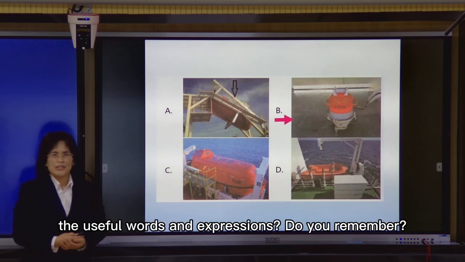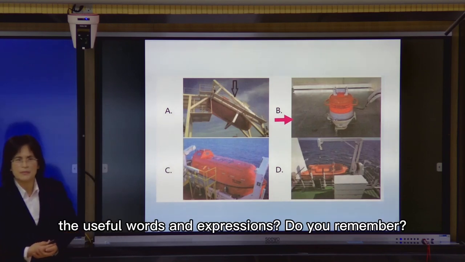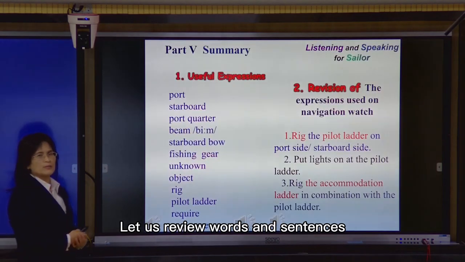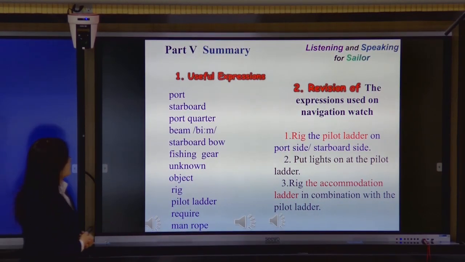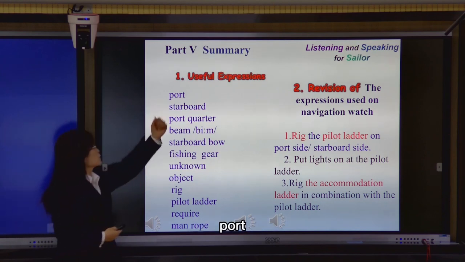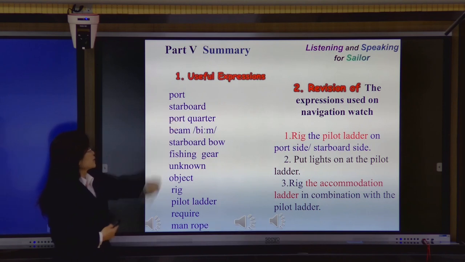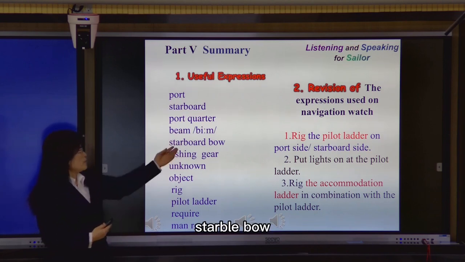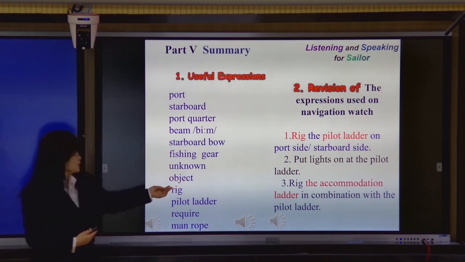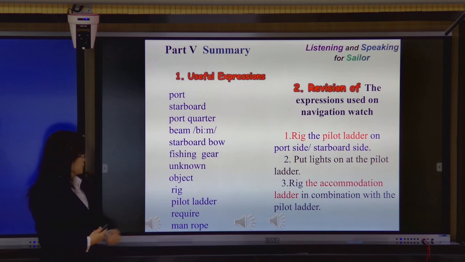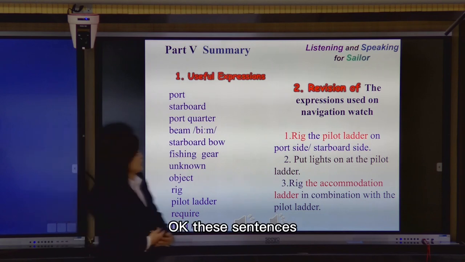How about the useful words and expressions? Do you remember? Let's review the words and sentences that we have learned. Read after me. Port. Starboard. Port quarter. Starboard bow. Fishing gear. Unknown object. Rig. Pilot ladder. Require. Look at this sentence.